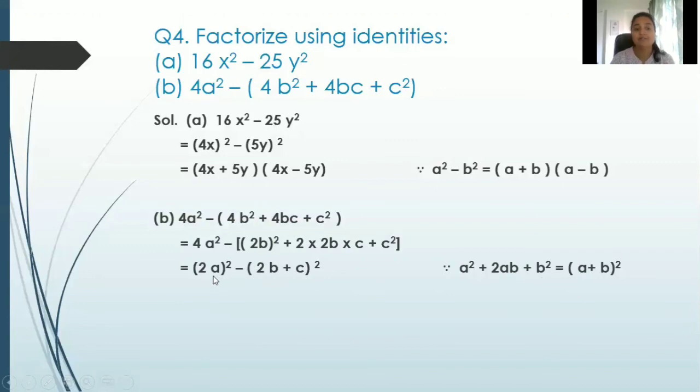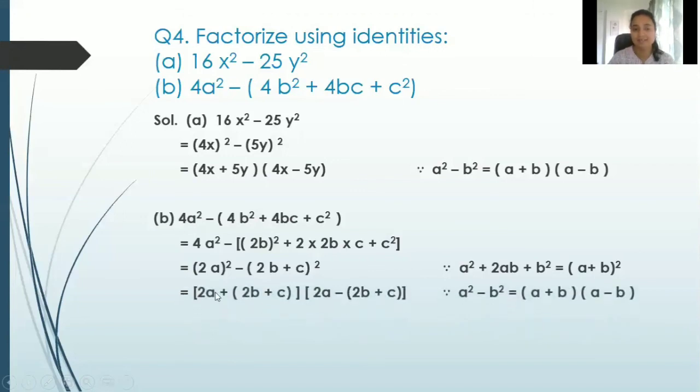Now look at this, first term square minus second term whole square. Do you remember which identity is this? This one. A square minus b square, a plus b, a minus b. So I'll write first term addition second term, then in another bracket, first term minus the second term. This way. See? Using this identity, which we have used here also.